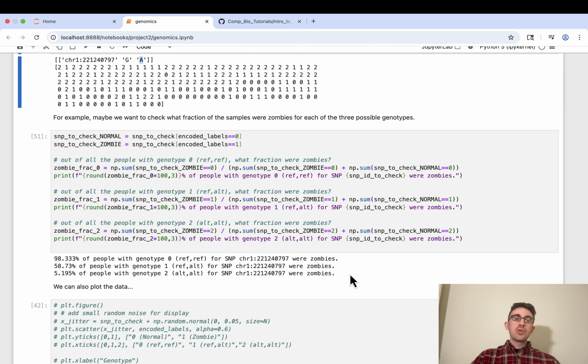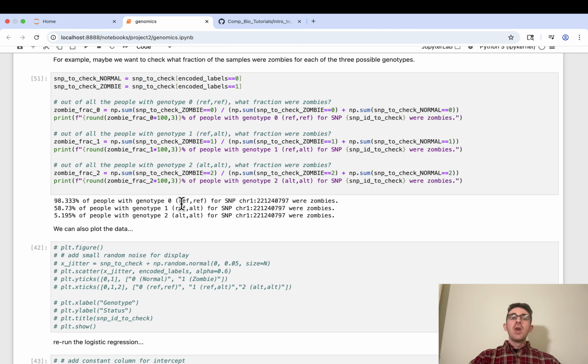So we can't exactly say that the alternate allele is causing someone to be protected from turning into a zombie, and the reference allele is causing them to be at risk for turning into a zombie. We can't exactly say anything about causation, but at this point, that might be a good hypothesis to start working with.